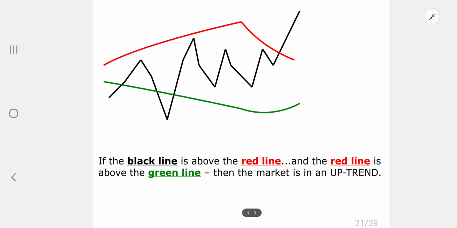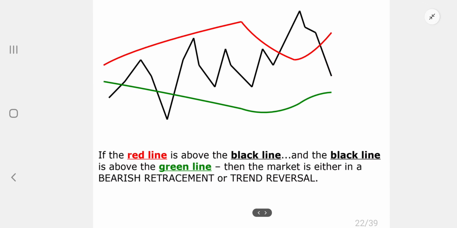If the black line is above the red line and the red line is above the green line, then the market is in an uptrend. If the red line is above the black line and the black line is above the green line, then the market is either in a bearish retracement or trend reversal.